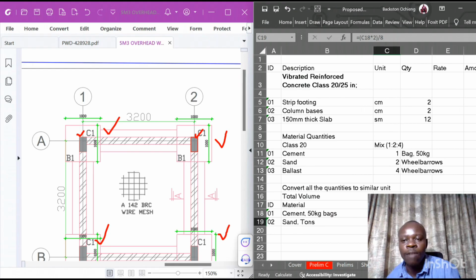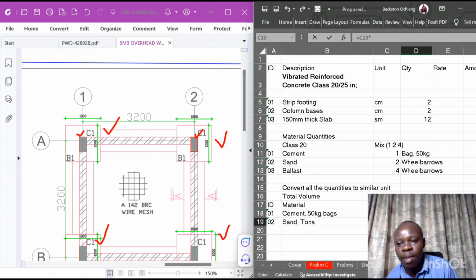And as you can follow how we've come to that, first we get the total number of wheelbarrows in every cubic meter, which is the number of bags of sand times 2 according to the ratio, and then you divide by 8 to get the number of tons, because 8 wheelbarrows should give you 1 ton. So this tells us that we have around 1.5 tons of sand in every cubic meter.